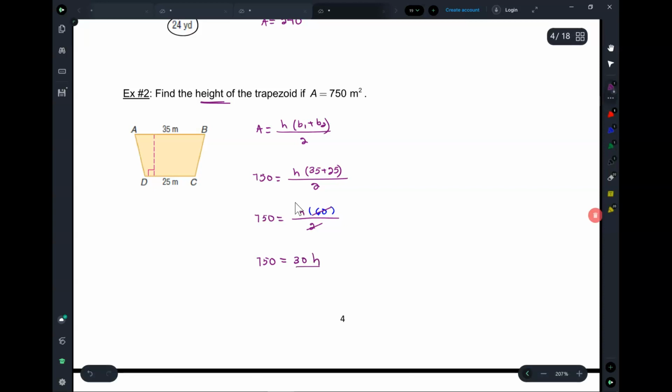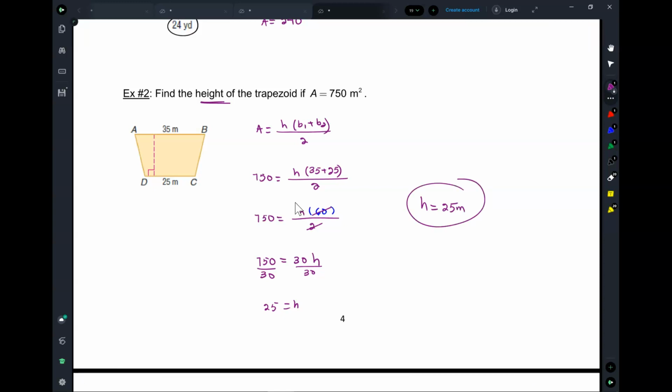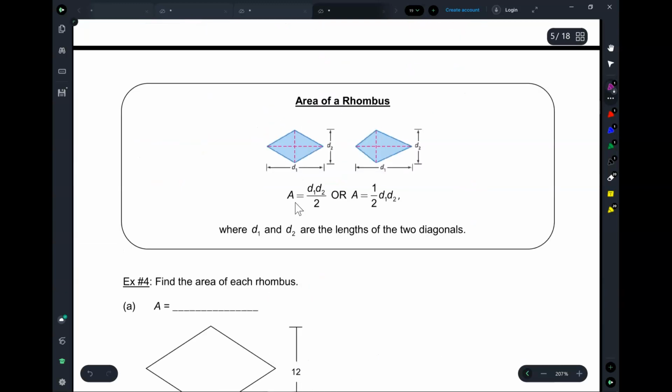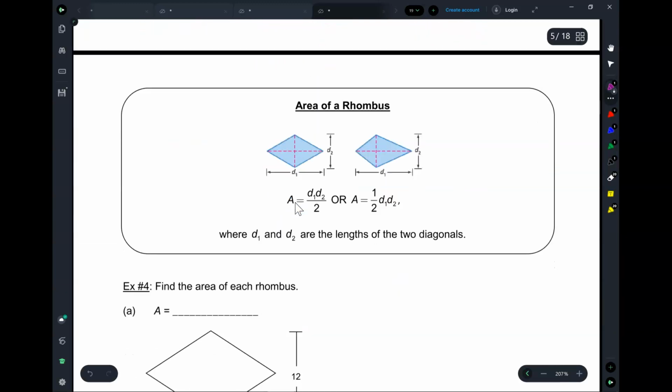Now we can divide both sides by 30. So that gives you 25 equal to h. All right, so on the answer space, you're going to write h is 25, and what will be the units? Meters. All right, do you see how we were meticulous enough to not skip any steps and just take your time? The extra 2 seconds will help. Okay, so that's a trapezoid.